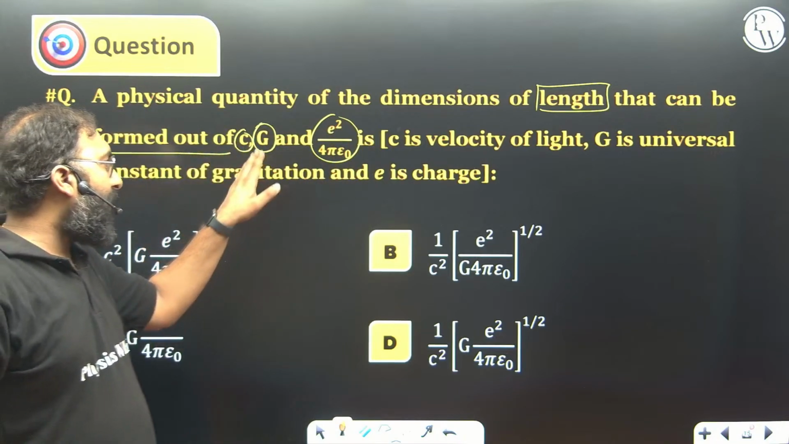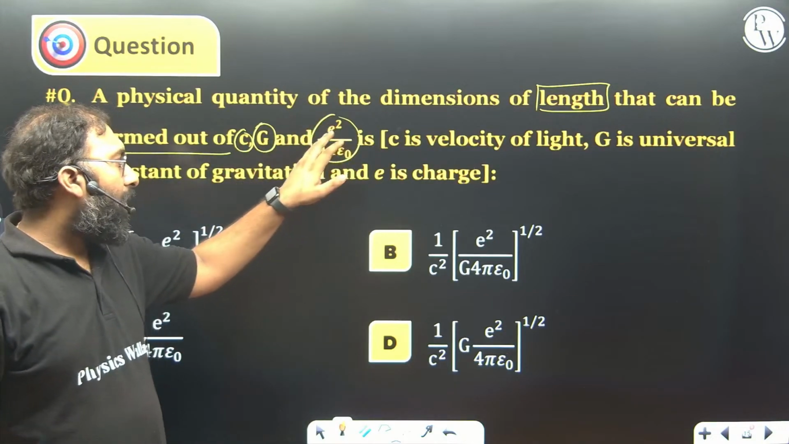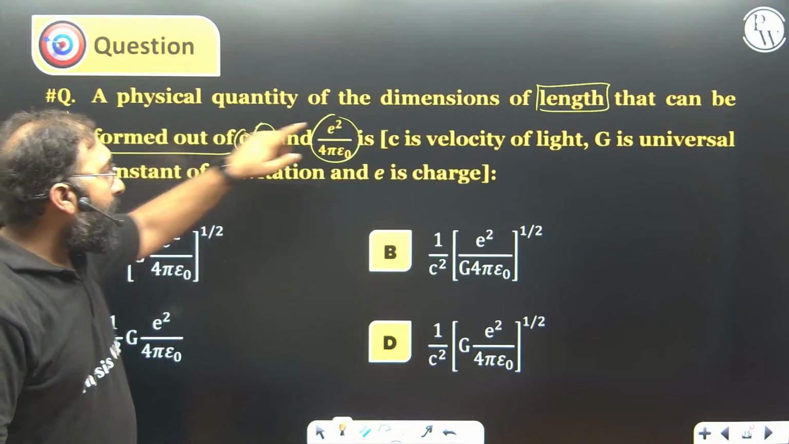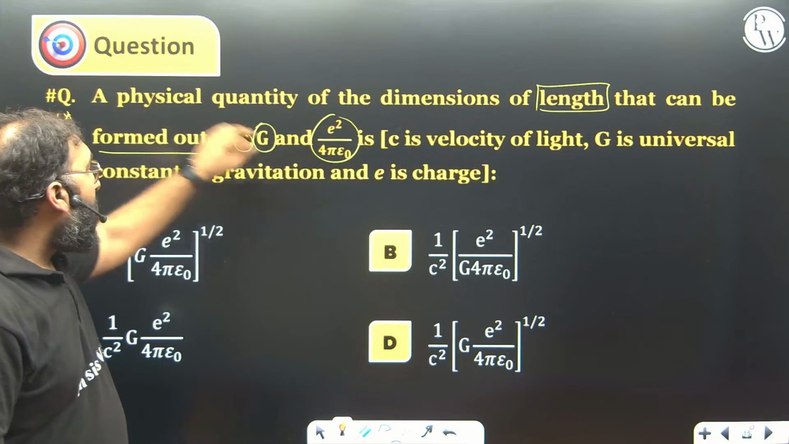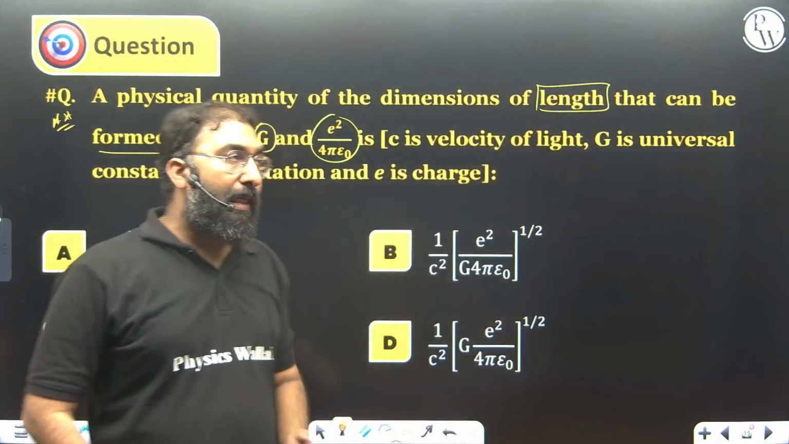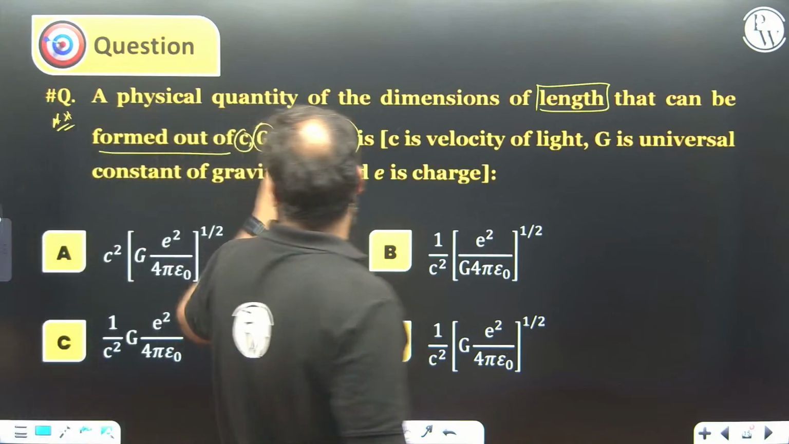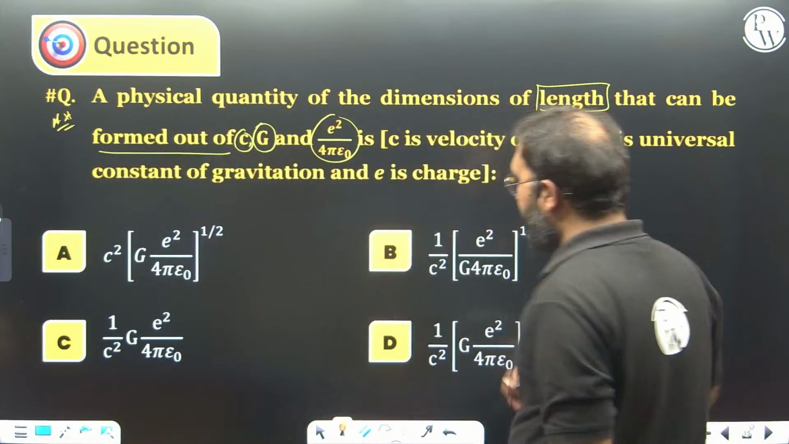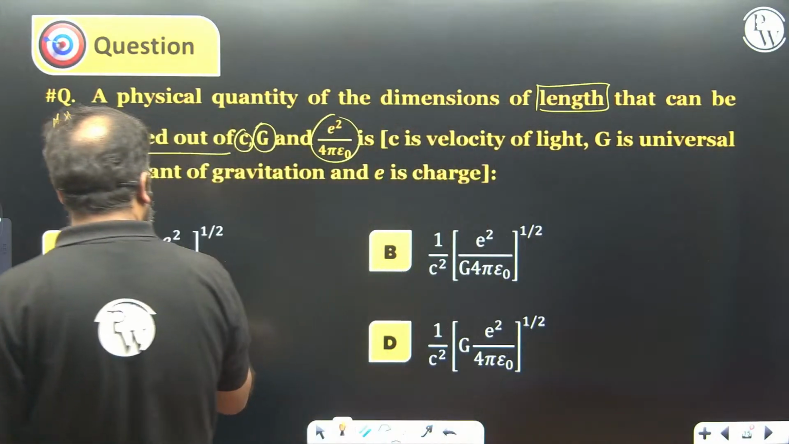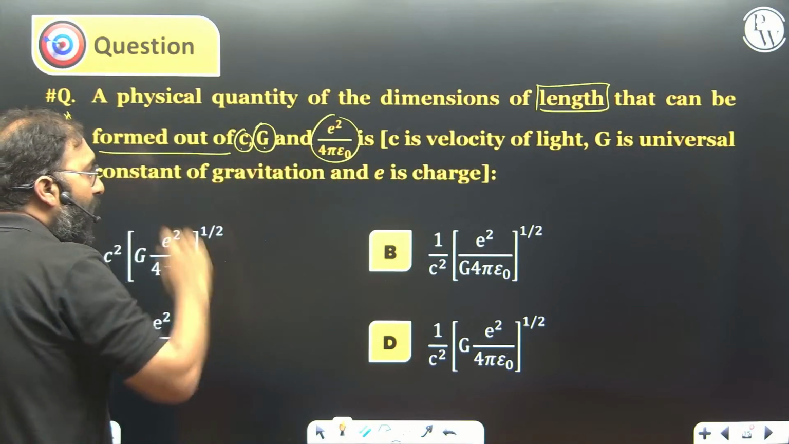This is C, speed of light, G is the universal gravitational constant, and this is some random quantity, e square divided by 4 pi epsilon naught. So they have written this physical quantity in terms of C, G and this quantity, and it is ultimately having the dimension of length, and we have to find out that quantity, right? So we have to find out that physical quantity in terms of C, G and this thing.